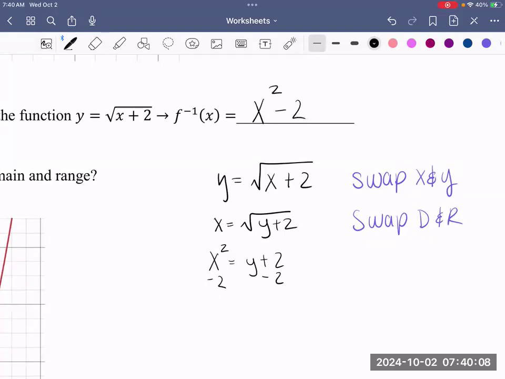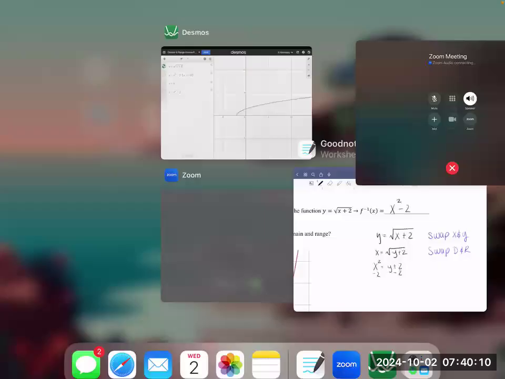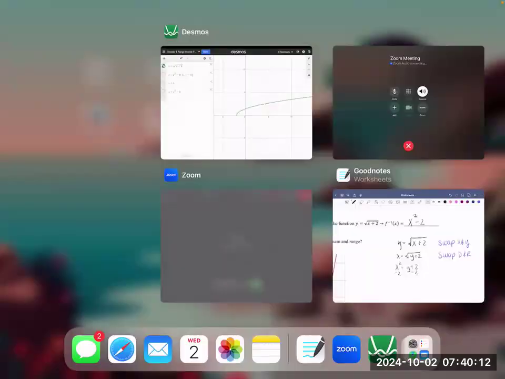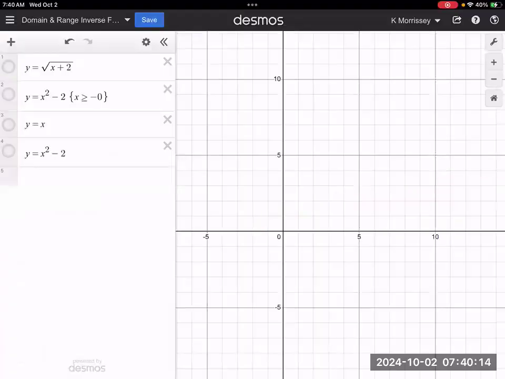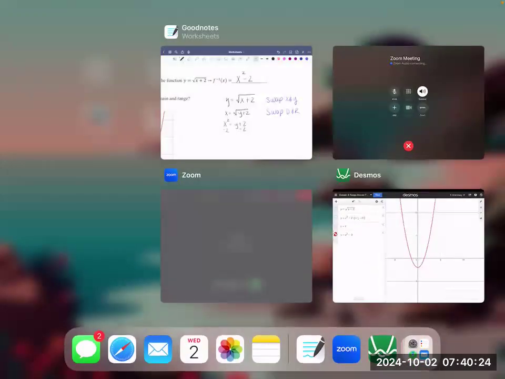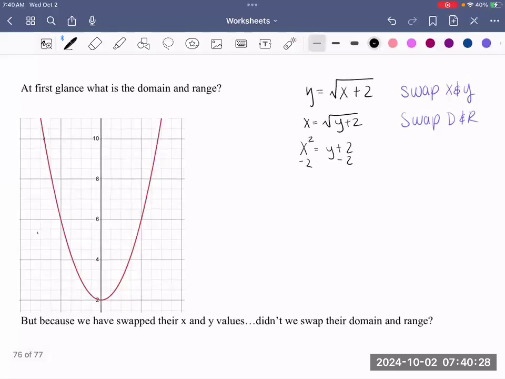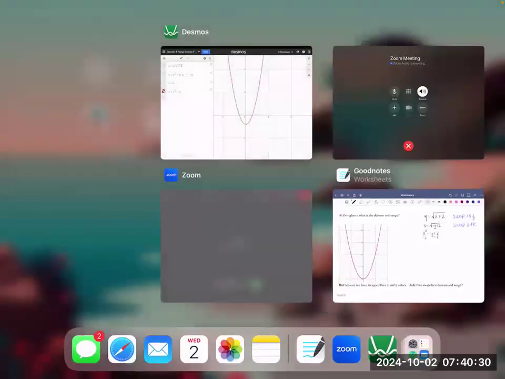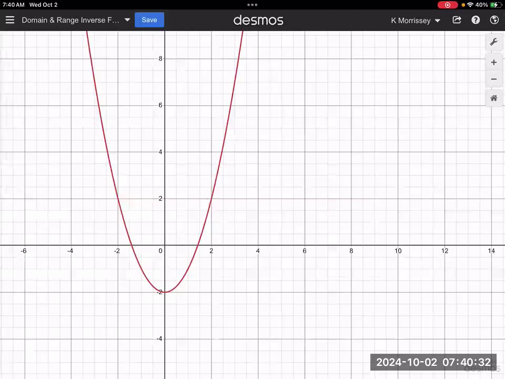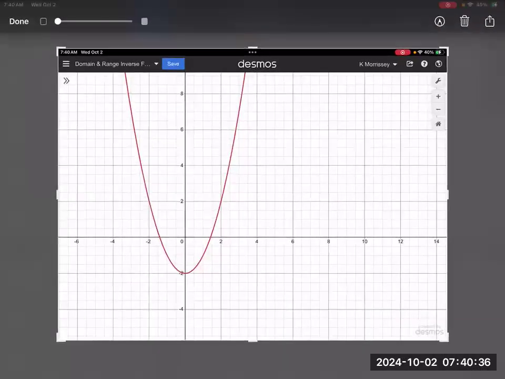So let's go ahead and graph that on your graphing calculator or Desmos. I graphed it right here with my red line: y is equal to x squared minus 2. When I look at this graph, this graph is wrong. So let me go ahead and quickly grab the correct looking graph.